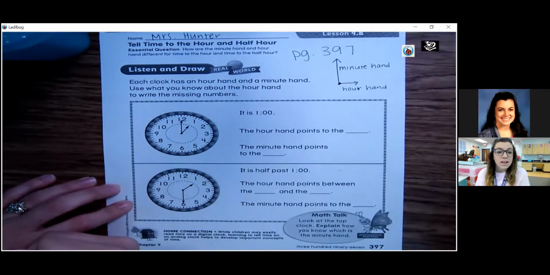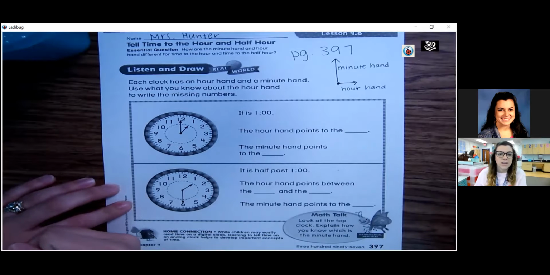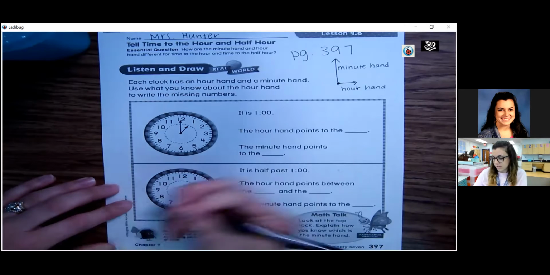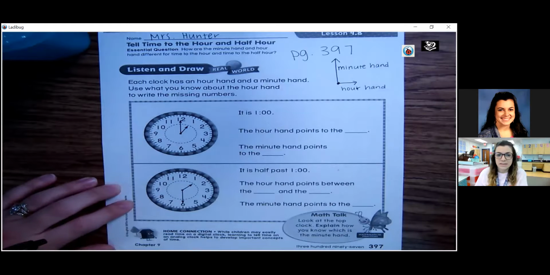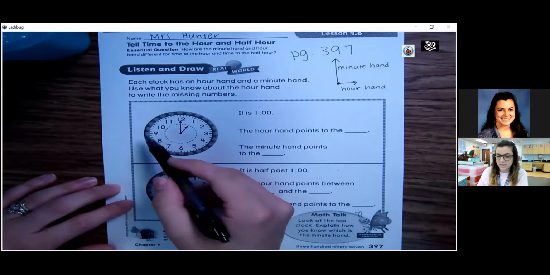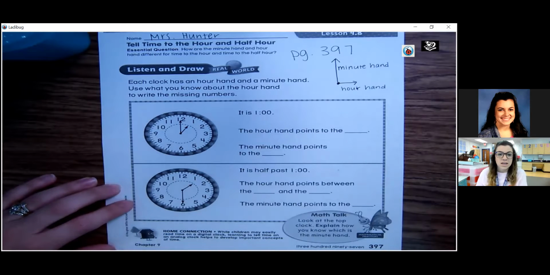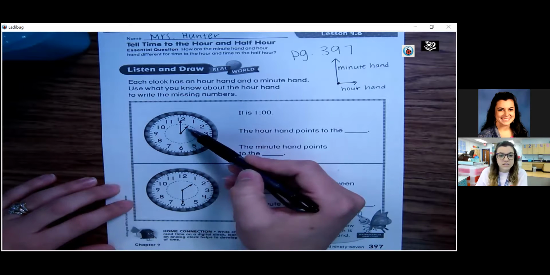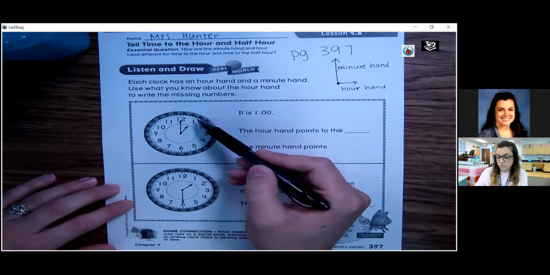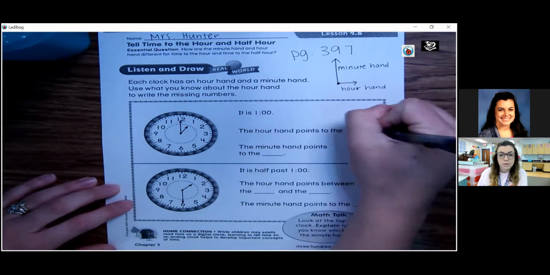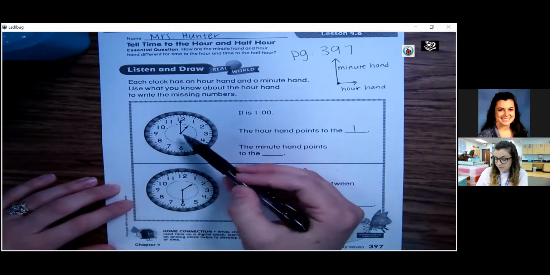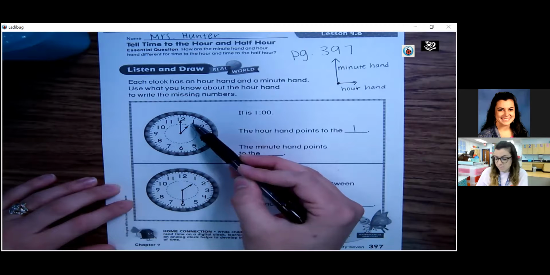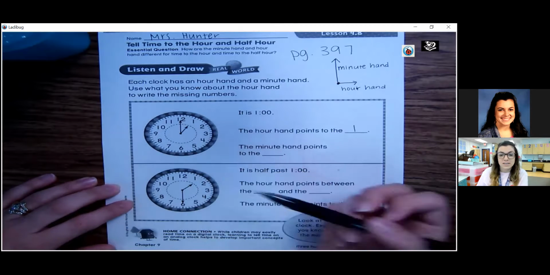Okay, you guys, so let's get started. Each clock has an hour hand and a minute hand. Use what you know about the hour hand to write the missing numbers. So let's look at our first example at the top of our page. It is 1 o'clock. We know that it is 1 o'clock because the hour hand is pointing to the 1. When it's 1 o'clock, our hour hand points to the 1 and the minute hand points to the 12.